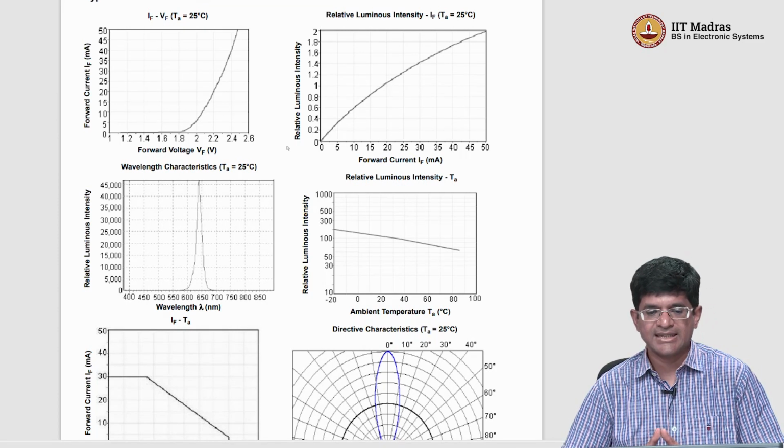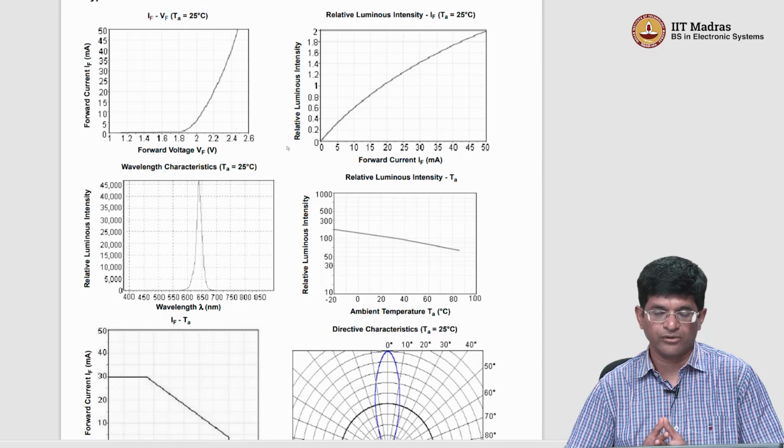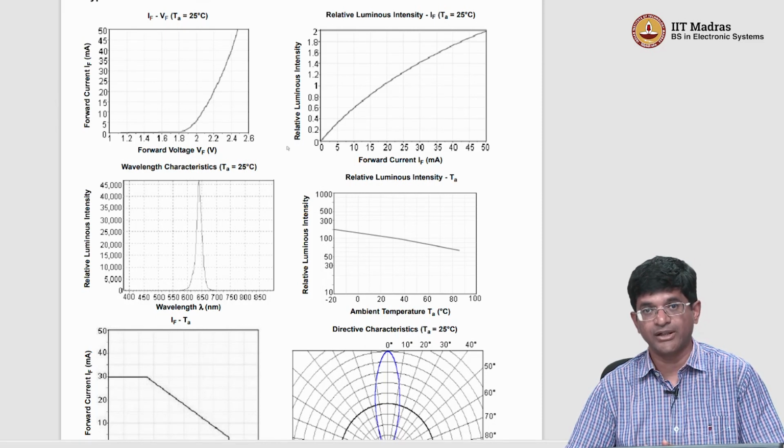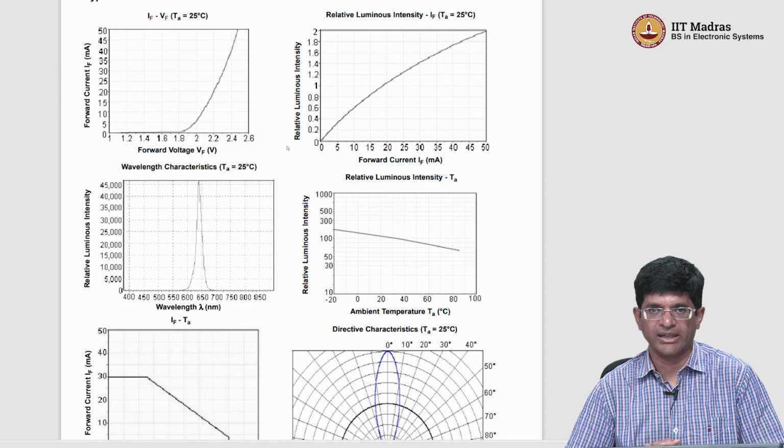So the bottom line is these kinds of data sheets provide a lot of useful information, not just for the system designer, but also for the system end user, in order to know what the capabilities of your system actually are. And knowing how to read data sheets is very important from a practical point of view.